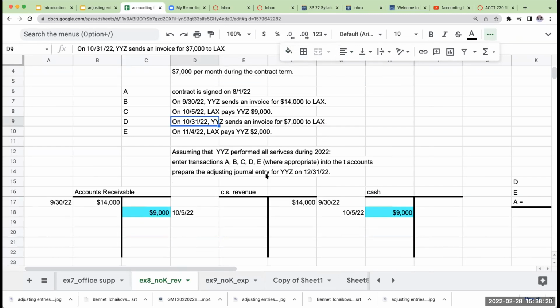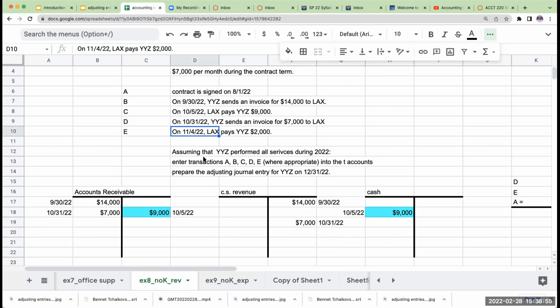Over here, LAX sends another invoice for $7,000. So a month passed, and we send out another invoice. We're going to do the same thing. On 10/31/22, I'm going to make a debit for $7,000. Over here, I am crediting this for $7,000 on 10/31/22. Happy Halloween. There we go. Look at transaction B, look at transaction D. Same thing, different amounts, right? So that's what I go through and do.